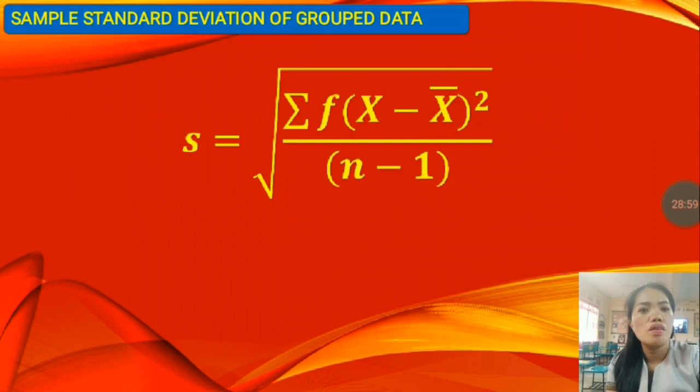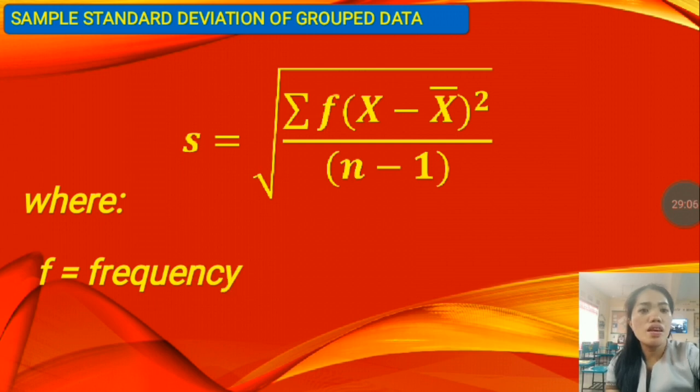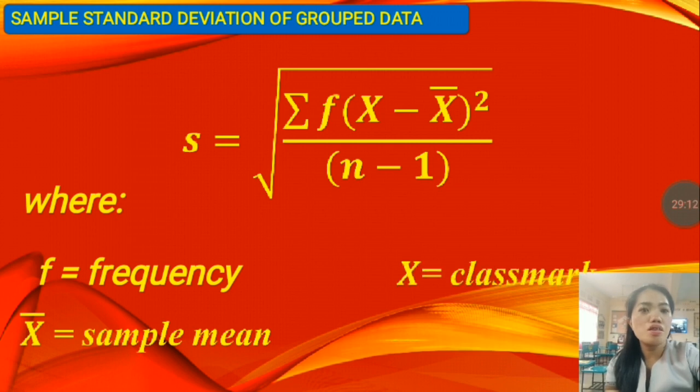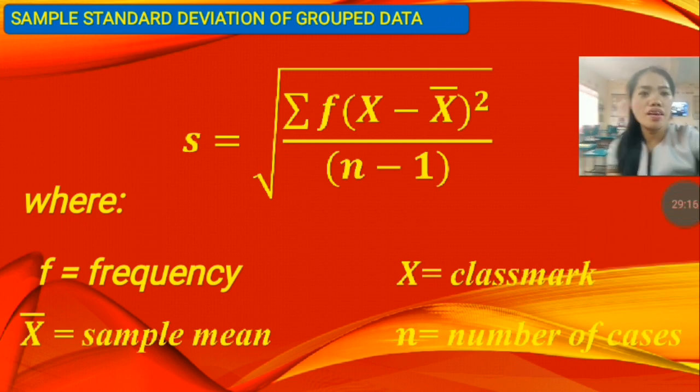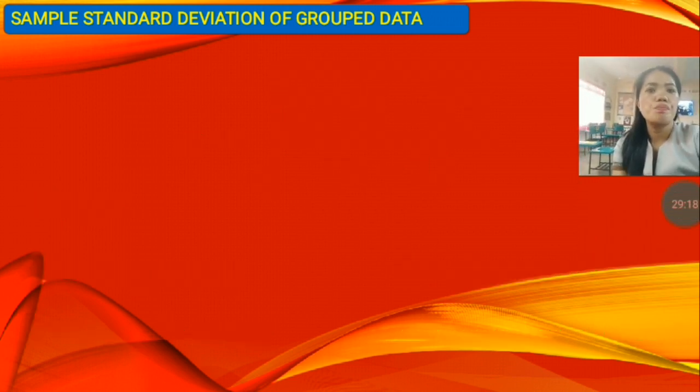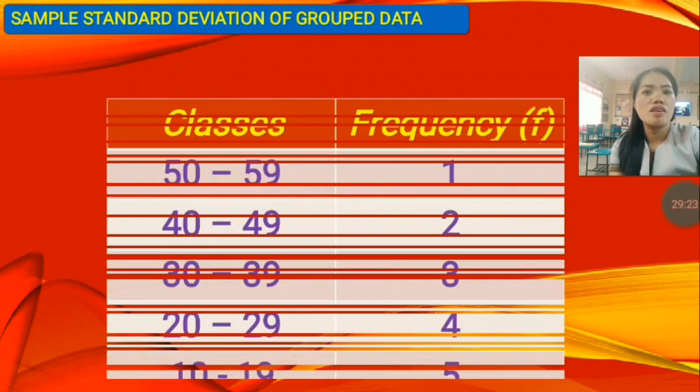Okay. So we have here where f is the frequency, then we have the sample mean, we have the class mark, and we have the number of cases, okay, or the sample size.